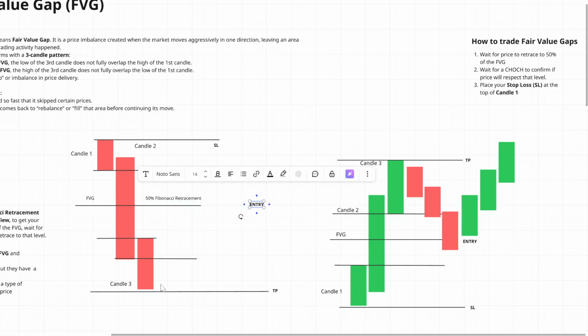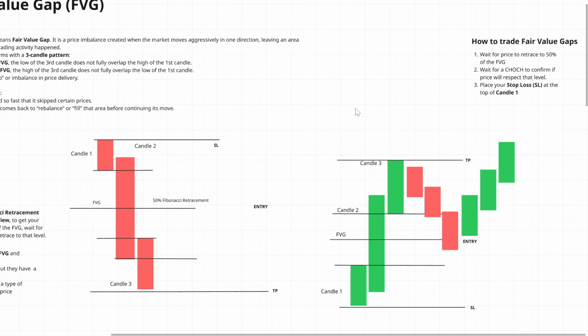We wait for price to retrace back into this fair value gap. So we can see something like this. Okay, so we see price begin to retrace. You see that price retraces into the fair value gap, at least to the 50% level, and experiences a change of character.